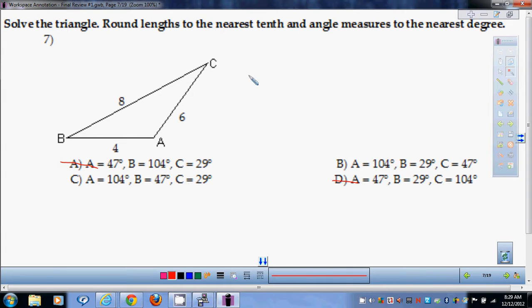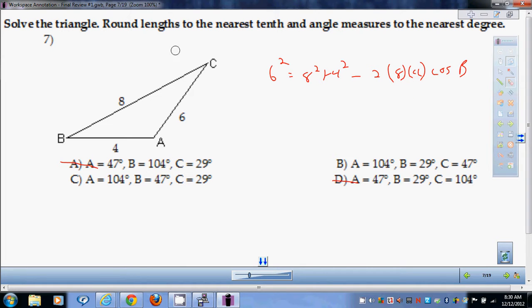If B is the angle we're looking for, then which side are we... Or I would have also accepted the letter B. But yes, 6. So 6 squared equals 8 squared plus 4 squared minus 2 times 8 times 4 cosine of B. That's the law of cosines when you're given all 3 sides.